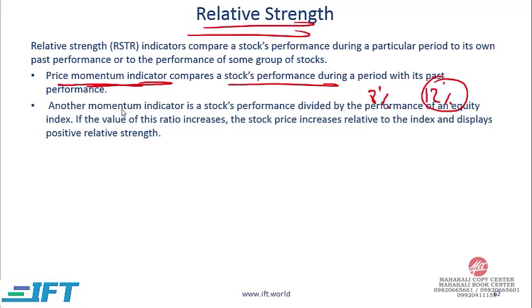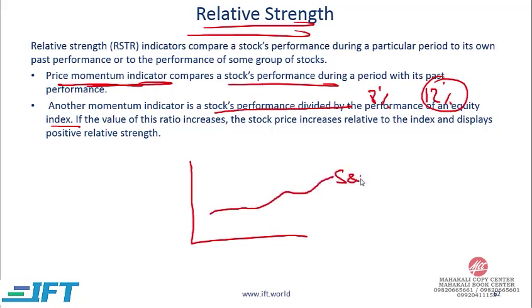Something that is used more often is you look at the performance of a stock or a sector relative to an index. Generally it is with a particular stock. You look at the stock's performance divided by the performance of an equity index, and this is easier understood visually. Let's say you are in the US market, and the S&P 500, a major index, is going up slowly, but a particular stock is going up at a much faster rate. Then the growth rate of the stock divided by the growth rate of the S&P 500 will be more than 1. That would indicate that the relative strength of this stock is positive or strong.